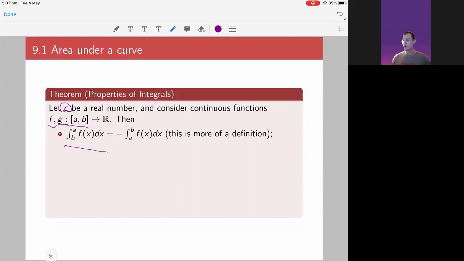Why? Well, the fact is that we haven't made any sense of this. We've only defined integrals where the subscript is lower than the superscript. We haven't really made any sense of this. So when I say that the integral from b to a of f of x dx is equal to minus the integral from a up to b of f of x dx, this is really a definition. It's just saying that if you swap your numbers around and you reverse your orientation, then that should reverse the sign of your area. So that's really what's going on here.